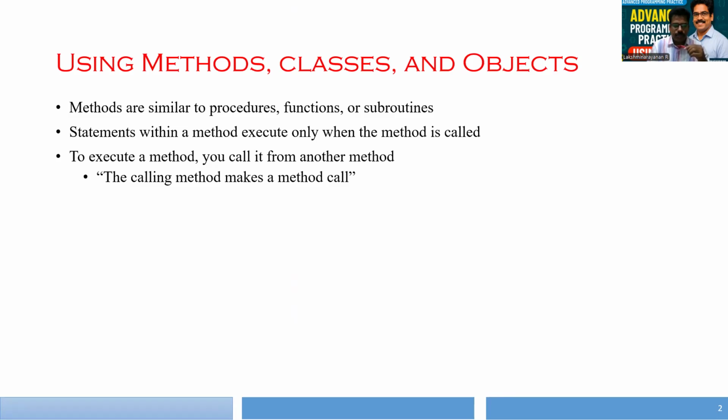A method is used in programming languages like procedures, functions, or subroutines. Statements within a method will execute only when the method is called. Method declaration, method definition, and method call are the three main statements to be used inside the program. To execute a method, you need to call it from another method, and that is calling a method, which makes a method call.